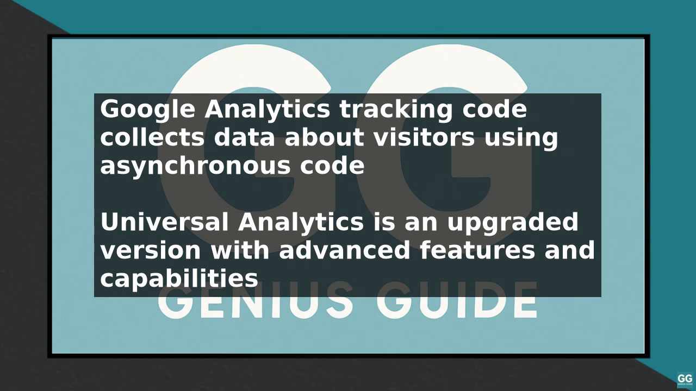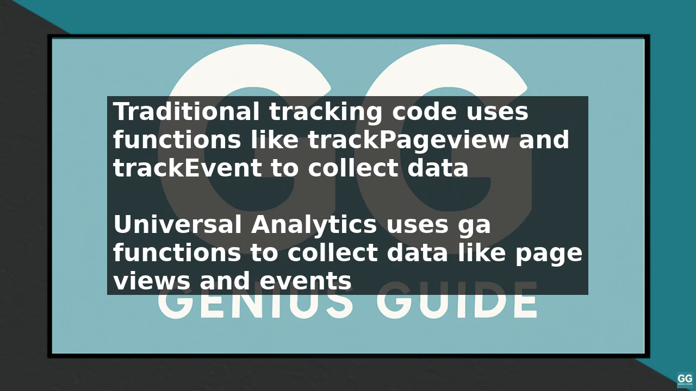The traditional tracking code uses a set of functions that start with _trackPageview, _trackEvent and _trackTrans to collect data. In contrast, Universal Analytics uses a set of functions that start with ga to collect data such as page views, events, and transactions.